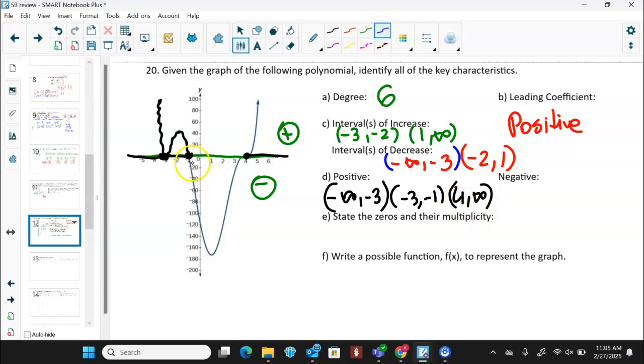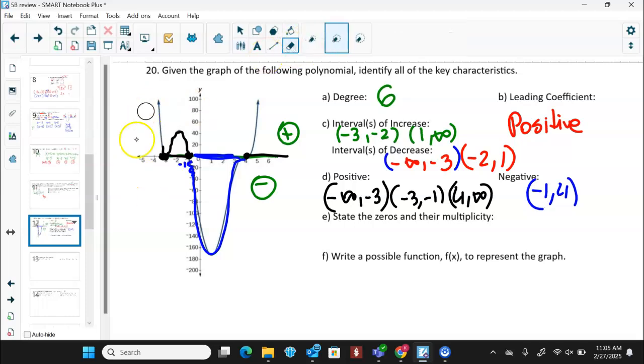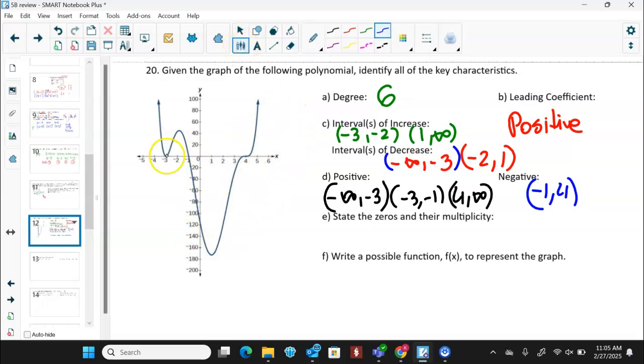And then negatives are going to be from negative 1. This is negative 1. All these are negatives all the way to 4. So this piece right here, from negative 1 to 4, are all negative values. They are below 0, okay? All right, and then state their zeros and their multiplicity. So, of course, zeros means not a number 0. It means x-intercept. So I got x equals negative 3.